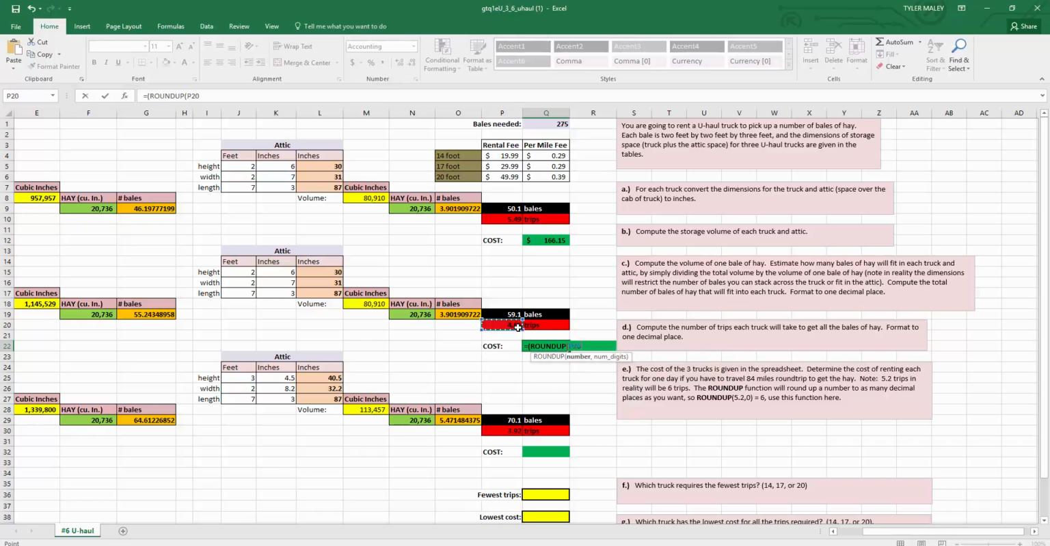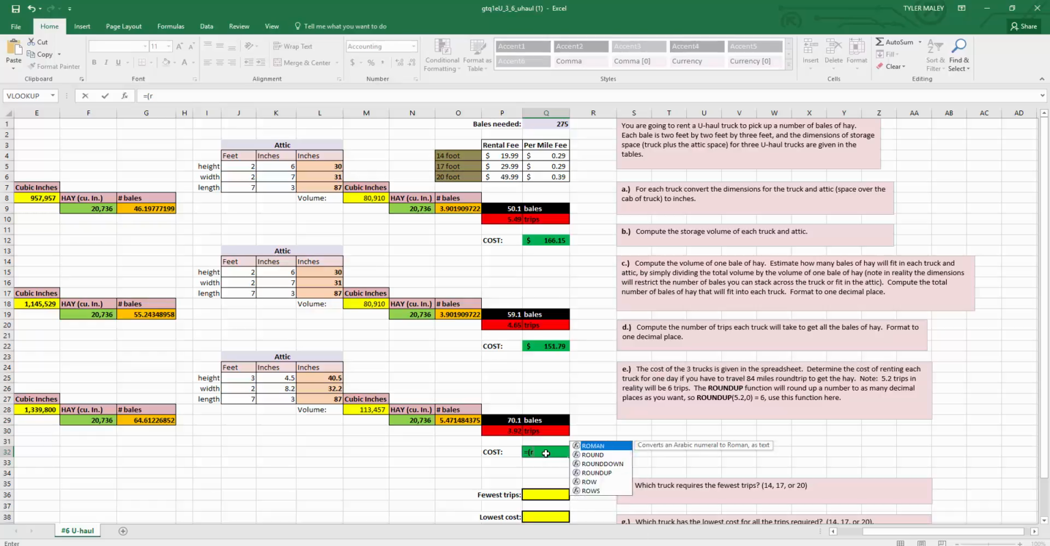So I want to round up the number of trips to 0 decimal places, right? So comma 0. And then I'd want times 84 miles per trip times cell Q5 here, right, for the 17 foot. And then I'd want to add in the rental fee, right? So we get $151.79.